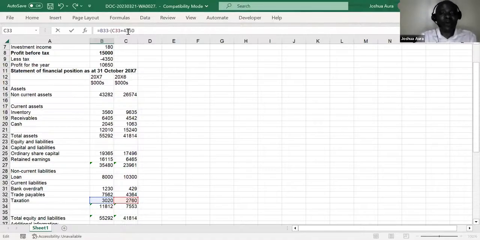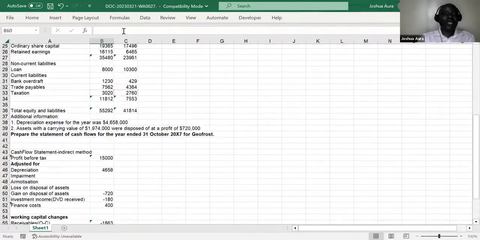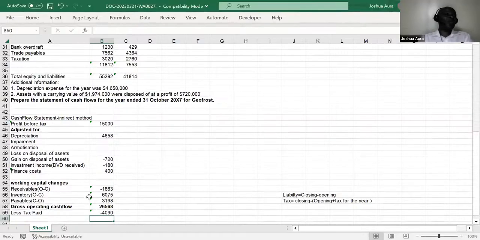4350 is the tax for what year? For the year. Or you can say, if you want to cancel the negative, you can put a negative, but I don't want to go into those details. So you close your bracket like that, and then you say enter. So you can see the tax that was paid is 4090.